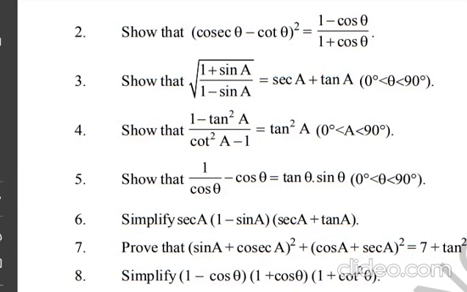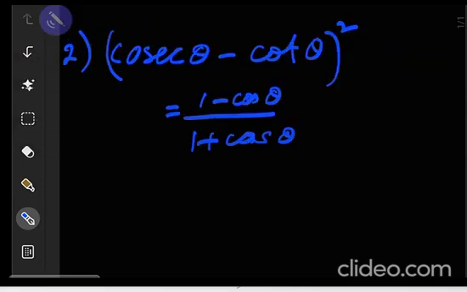Question number 2: show that (cosecant theta minus cot theta) whole square is equal to (1 minus cos theta) by (1 plus cos theta). And this we have to prove now.